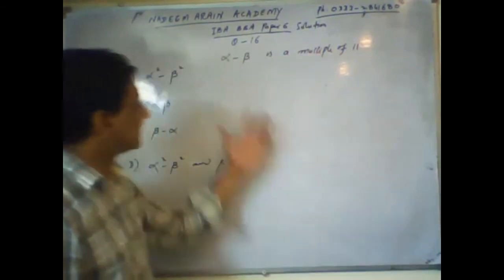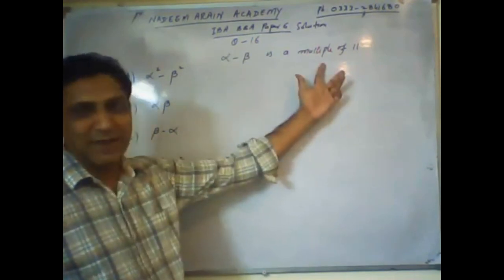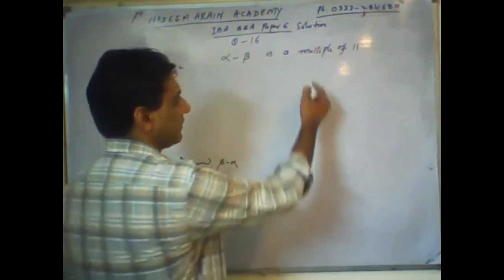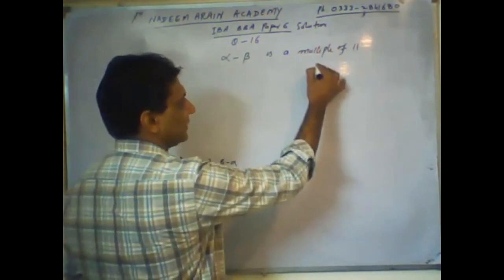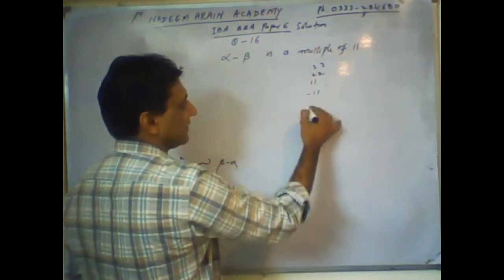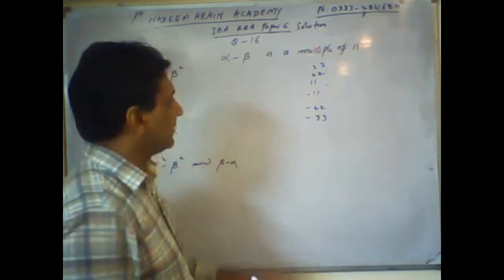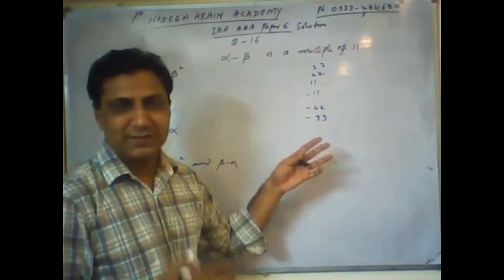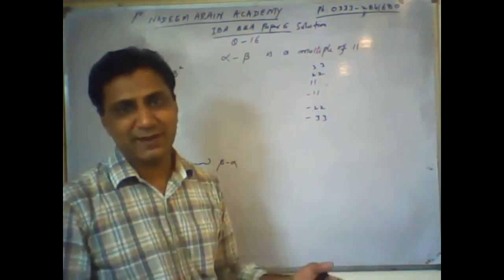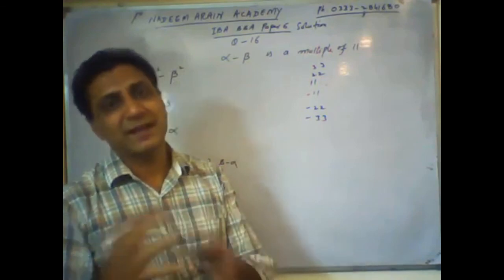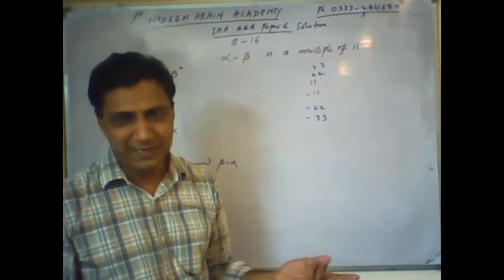The question is this: alpha minus beta is a multiple of 11. So alpha minus beta is a multiple of 11. It can be 11, 22, 33, minus 11, minus 22, minus 33, anything. These all are multiples of 11. The numbers that are in the table of 11, whether multiplied by positive numbers or by negative numbers, are called multiples of 11.